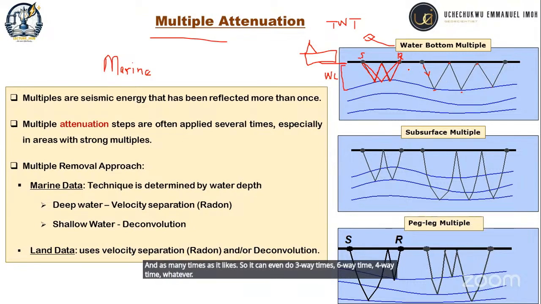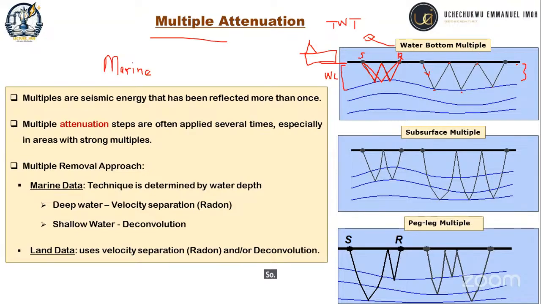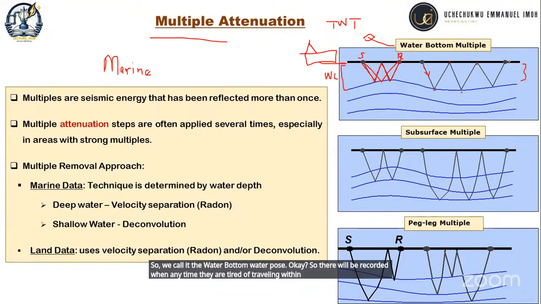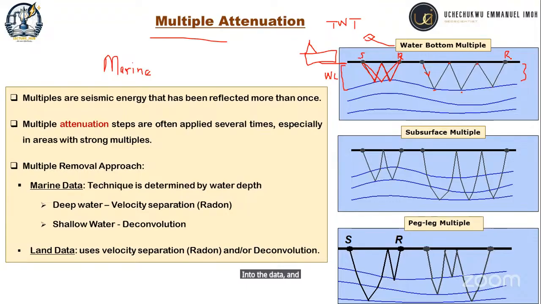So this is for the one that is happening within the water column. We call it the water bottom multiples. They will be recorded anytime they travel within this water column and come back to the receiver. The receiver will record them into the data, and they are called multiples or reverberations.